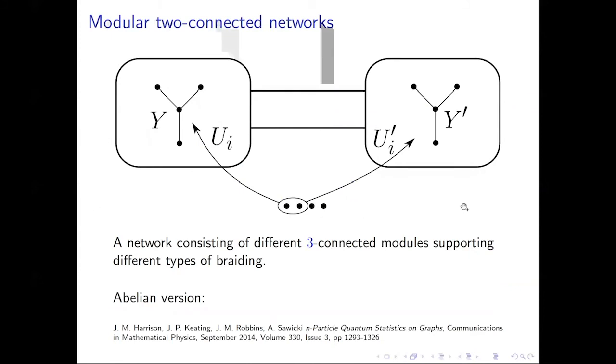maybe for topological quantum computing again. So we can imagine a network that has two 2-connected components. All exchanges are identified within one component, so they both behave like 2D, but then the whole thing is connected because the modules are connected only by two sort of rails.